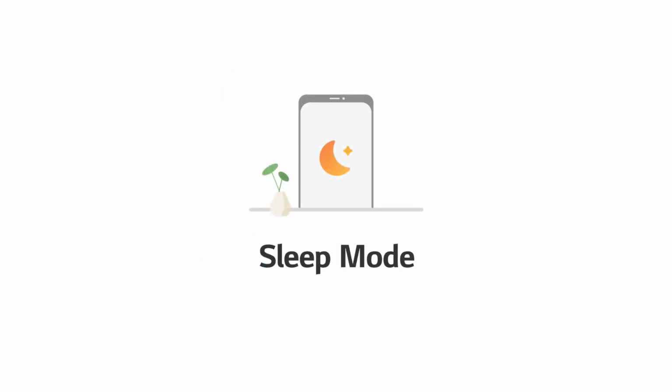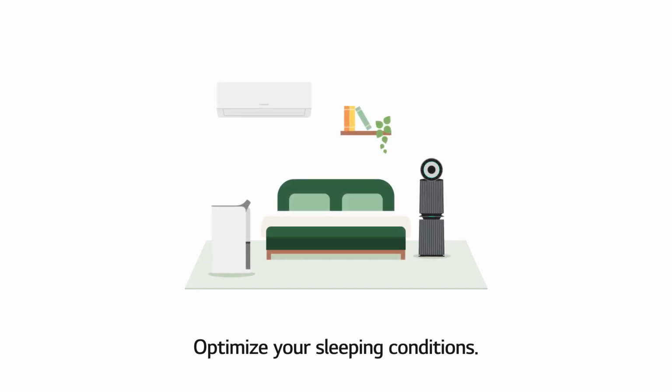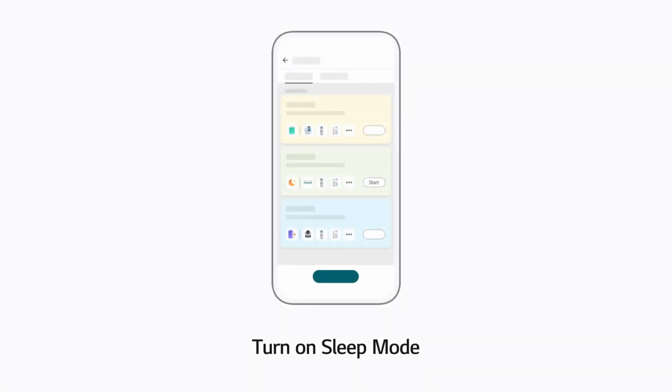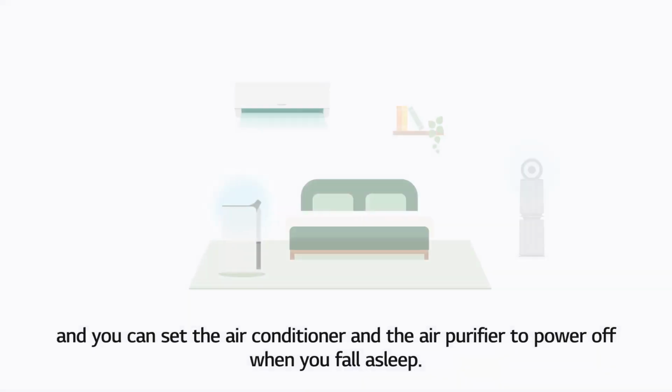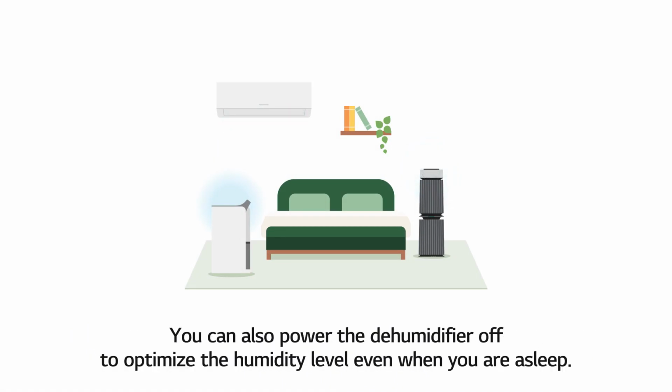Sleep mode. Optimize your sleeping conditions. Turn on sleep mode. And you can set the air conditioner and the air purifier to power off when you fall asleep. You can also power the dehumidifier off to optimize the humidity level even when you are asleep.